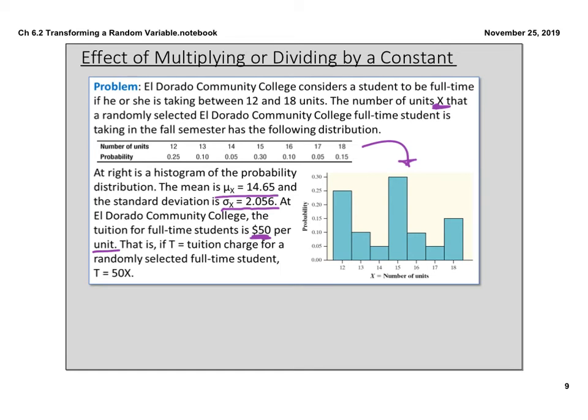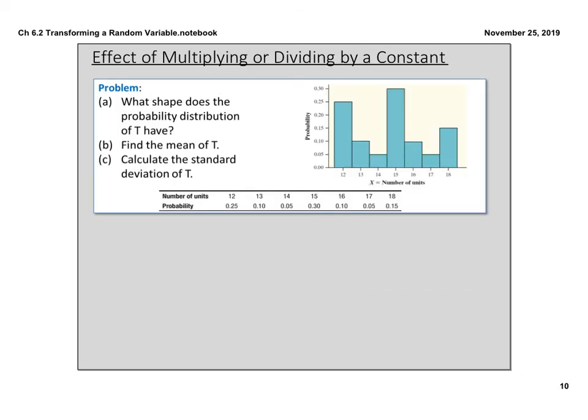Doesn't that sound like a good idea? Anyway, now T is the variable we're adjusting. If T is the tuition charge for a randomly selected full-time student, T is equal to 50X. Okay, so there's our new variable with its equation, and I know I'm multiplying by things.